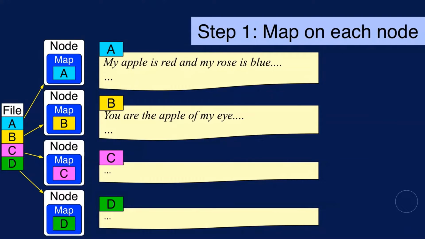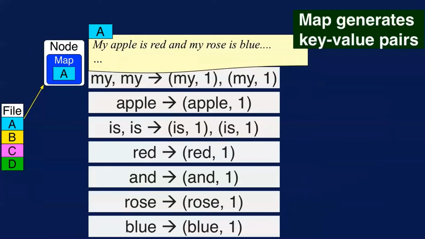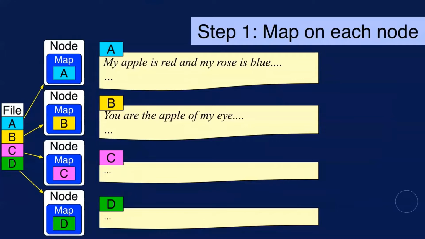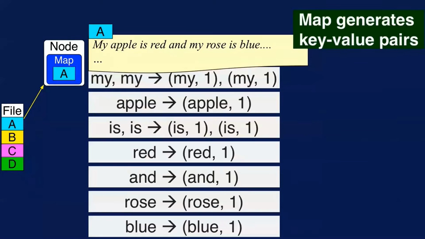Let's look at the first lines of input partitions A and B and start counting the words. The first line in the partition on node A says, my apple is red and my rose is blue. Similarly, the first line on partition B says, you are the apple of my eye. Let's now see what happens in the first map node for partition A.